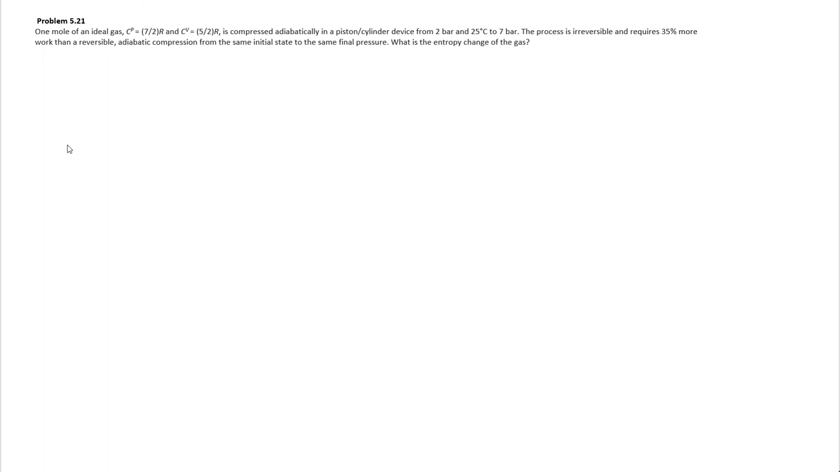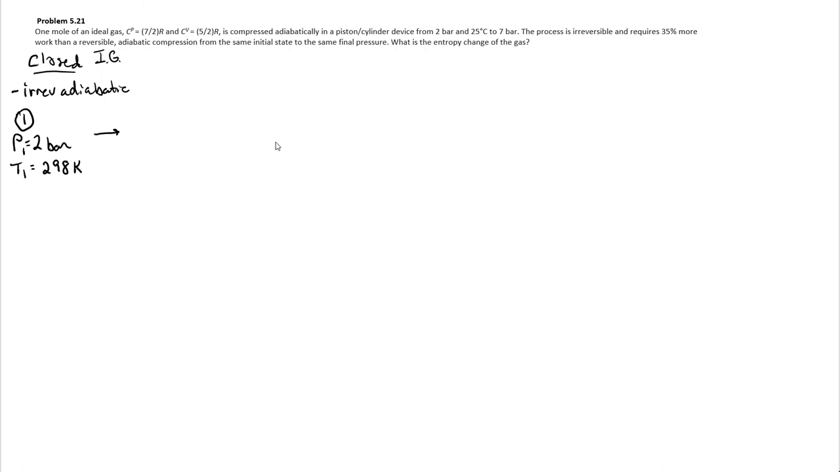So what we've got here, a couple things that we should note. First of all, this is a closed system, and it's an ideal gas, of course. We're given some information about the properties here. The compression is an irreversible adiabatic compression. We start at state 1, P1 equals 2 bar, T1 equals, remember, it's 298 Kelvin.